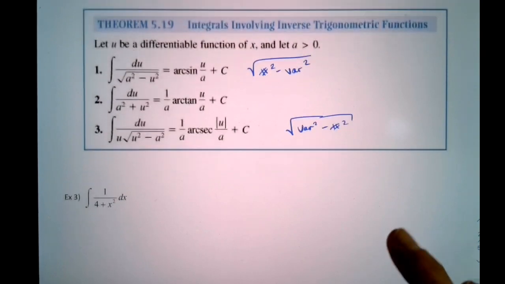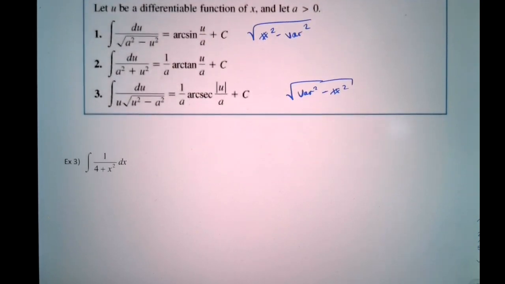So in example 3, you can see I did mess with the same integral. Instead of putting the 4 in the numerator, like I did in example 1, I put it down there in the denominator. So instead of 1 plus x squared, I have 4 plus x squared.